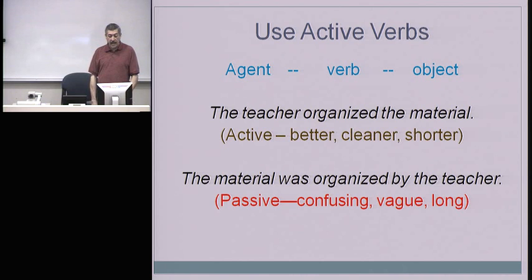And remember, you want to use active verbs in your paper. The agent is usually your subject of the sentence, and you have your verb, and then you have your object. You want to say things like, the teacher organized the material, not the material was organized by the teacher. Active verbs tend to be clearer, shorter, and to the point, whereas passive can be confusing, vague, and long.